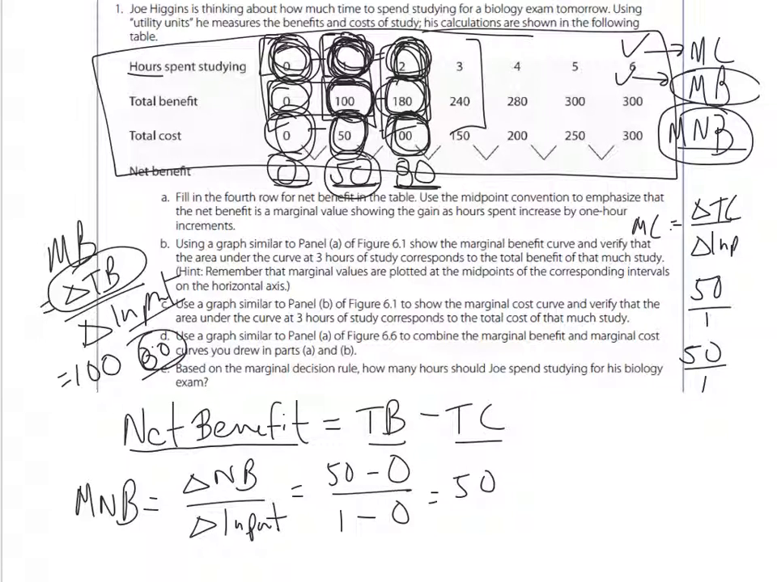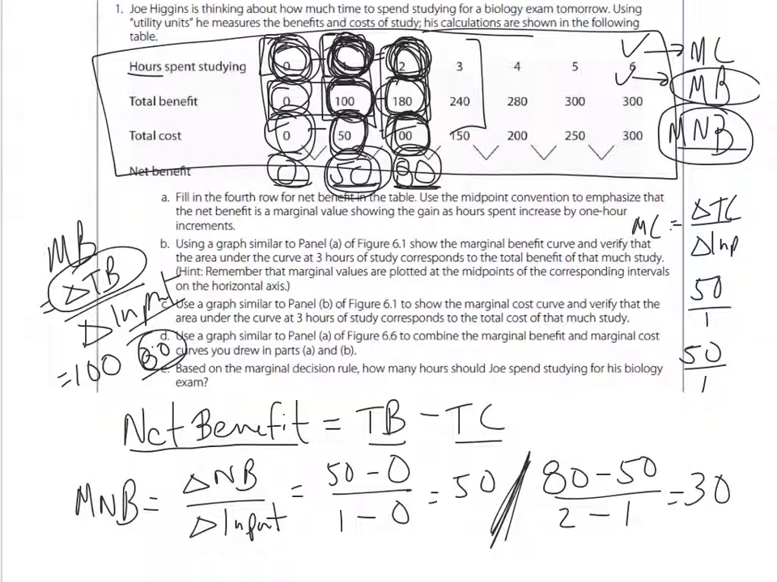If we look at the marginal net benefit going from 1 hour to 2 hours, again, we follow the same pattern. What was the net benefit at 2 hours? It was 80. Subtract from that the net benefit at 1 hour, which is 50, divided by the change in the hours studying, 2 minus 1. So what we get is 30. The marginal net benefit is 30.